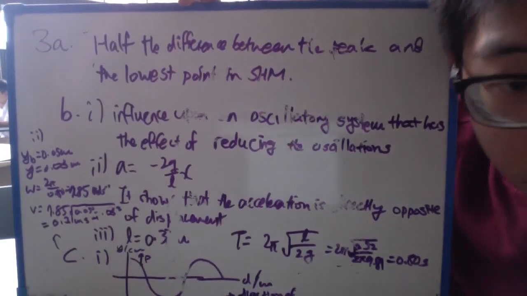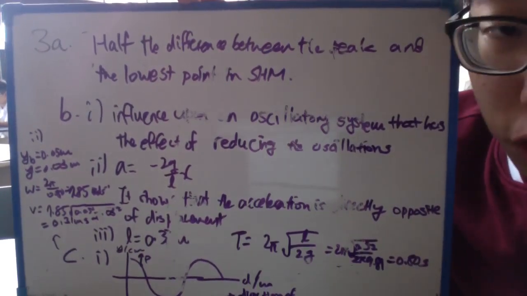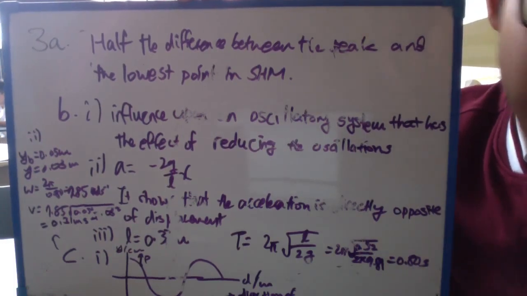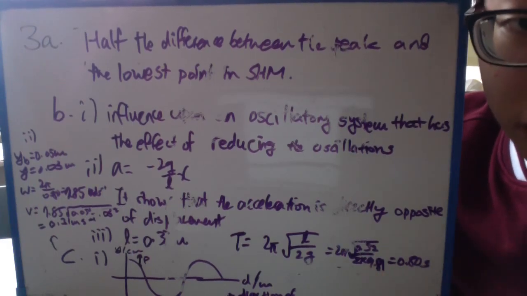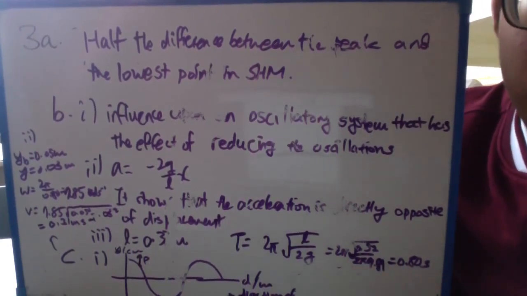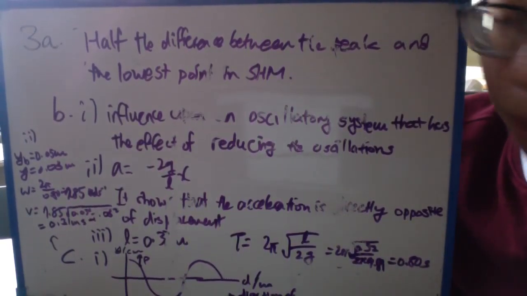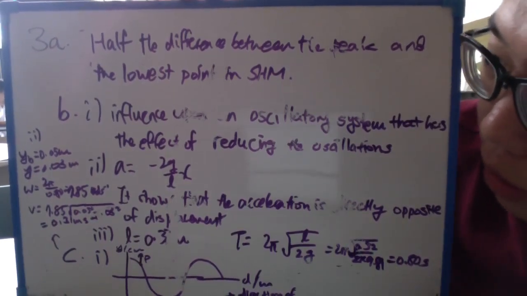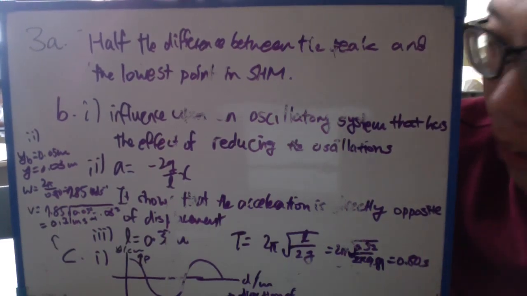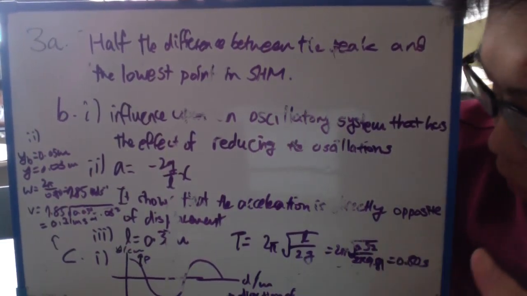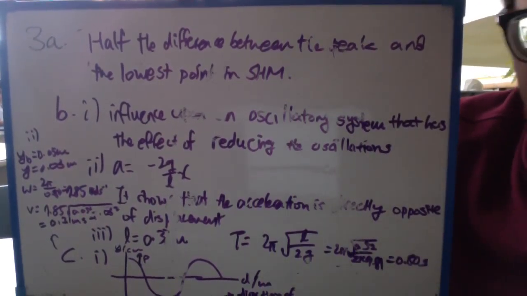Question B2 gives the equation a equals negative 2g over L times x, where a is the acceleration of the liquid, g is the gravitational acceleration, and L is the total length of the liquid column. It asks to explain, with reference to the motion of the liquid, the significance of the minus sign. From this equation, we can see that acceleration is directly proportional to displacement but in the opposite direction, which means that when acceleration increases, the displacement decreases, so they are directly opposite to each other.